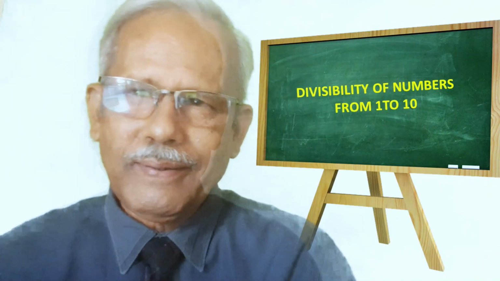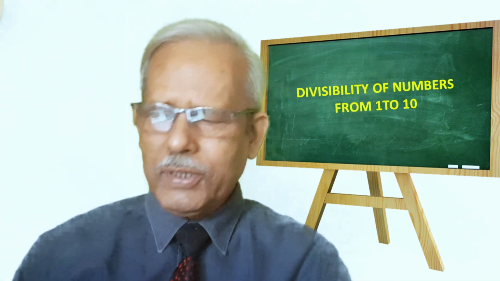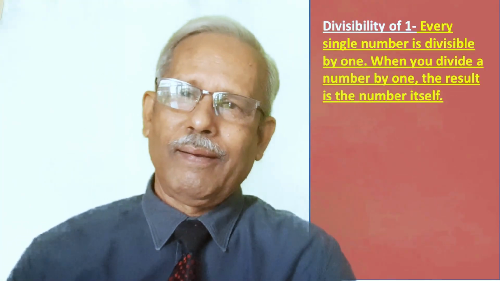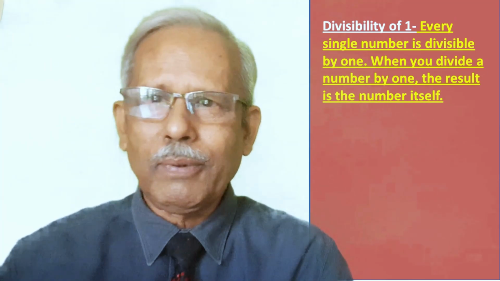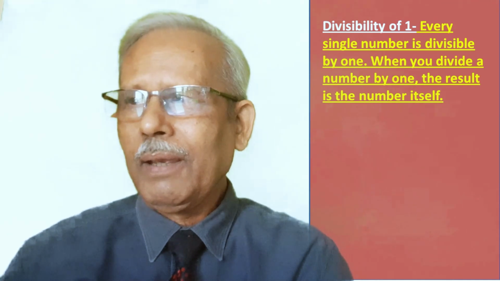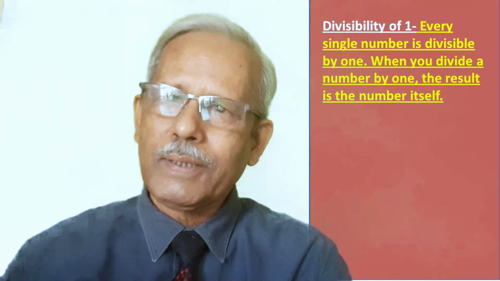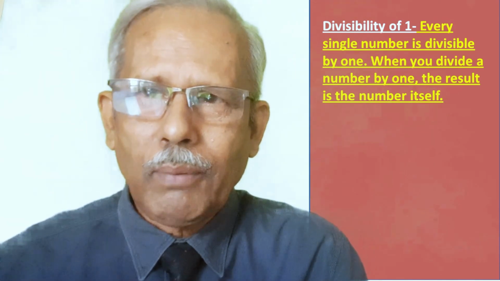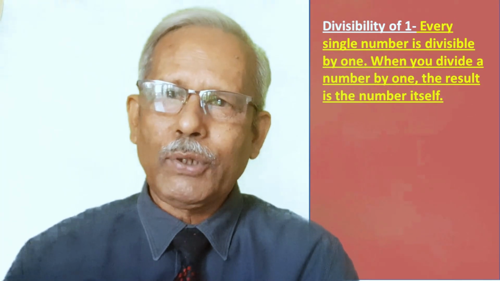To start with the divisibility of numbers from 1 to 10, the first number is 1. Now the question is whether any number is divisible by 1 or not. I think everyone knows about it. Every single number is divisible by 1. When you divide a number by 1, the result is the number itself. There is no problem of divisibility in this. Now let us try to see number 2.